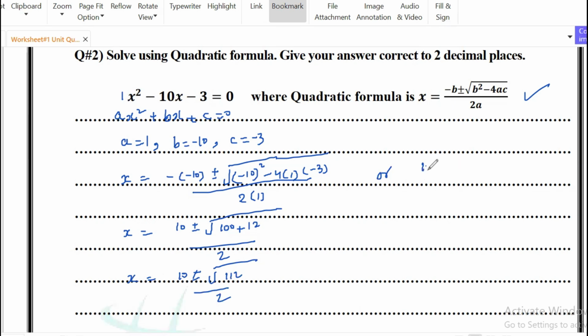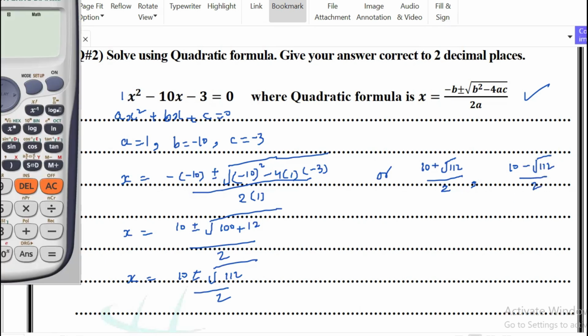So one time we have 10 plus square root of 112 over 2, and one time we will check the negative case, 112 over 2. In two decimal places, it is 10.29. And in case of negative, for example, we have here in place of plus, we have negative. So then it becomes what? It gives us minus 0.29, okay? Minus 0.29. I hope it is clear.